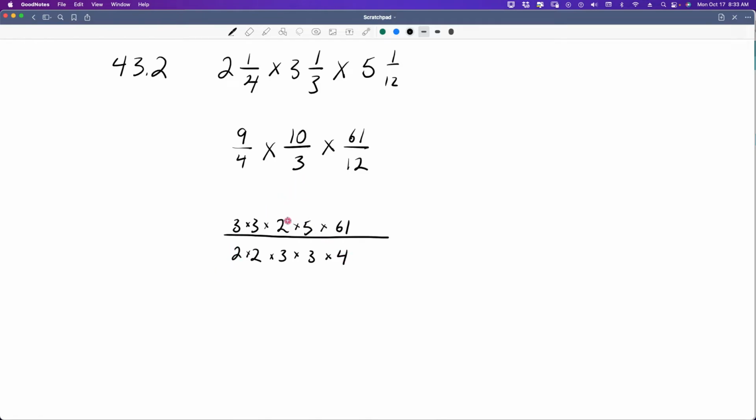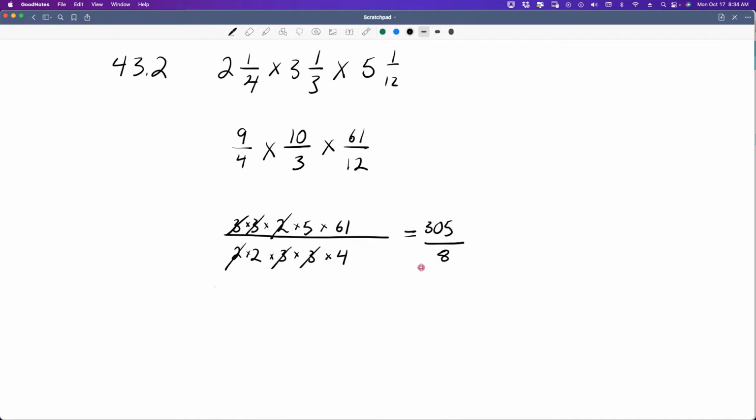So now I can cancel. I can cancel this 3 and this 3, this 3 and this 3, this 2 and this 2, and that's all that I can cancel. So when I do the math, I get 5 times 61, and that is going to be 305. And I can do that in my head because 5 times 6 is 30, but it's in the tens place, so 30 times 10 is 300, and 5 times 1 is 5. 300 plus 5 is 305, and 2 times 4 is 8, and that is my final answer, 305 divided by 8.